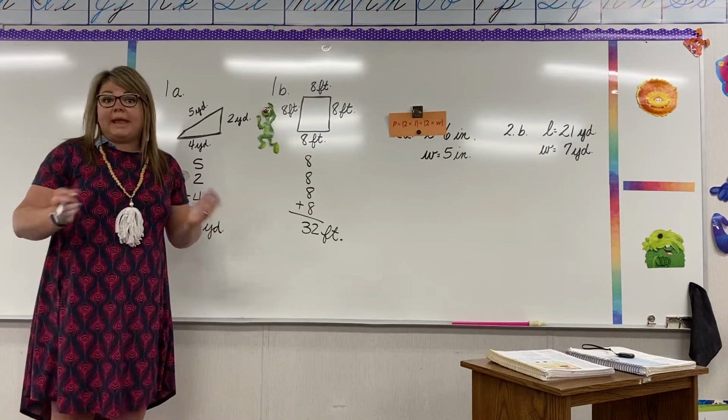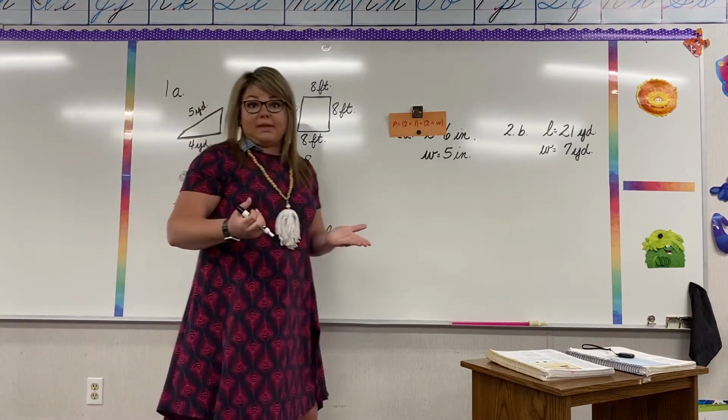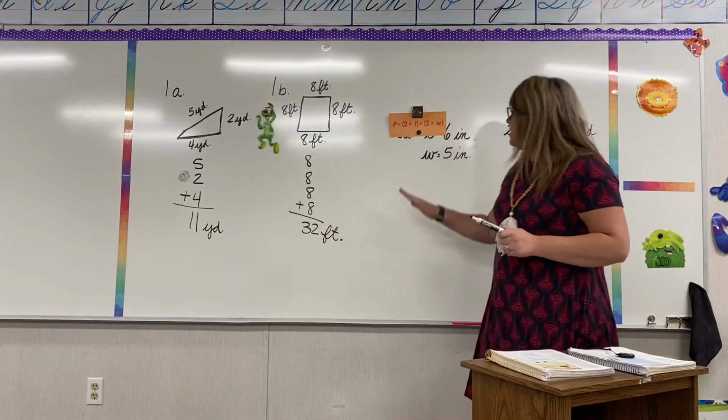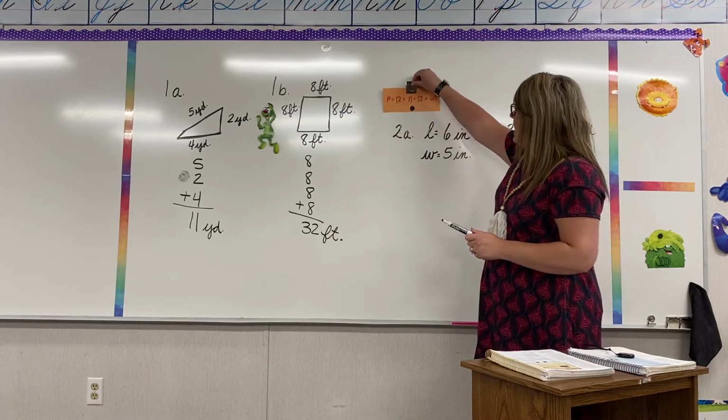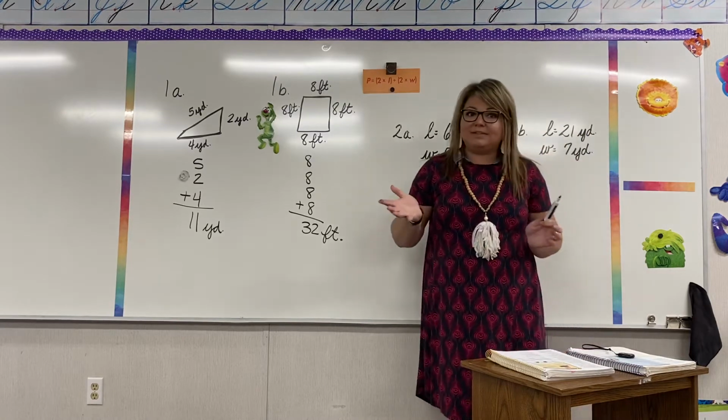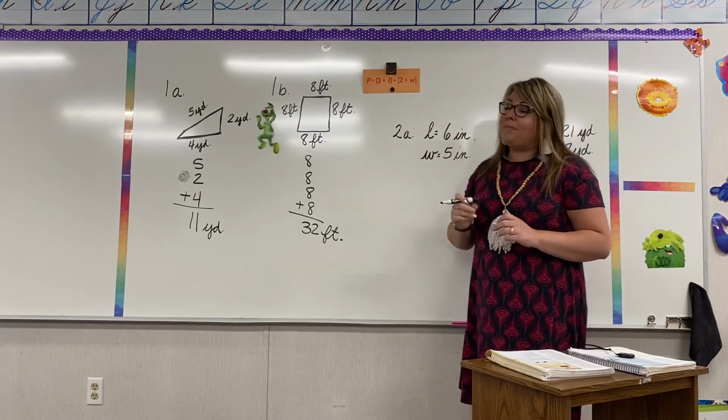Now another way is to use a formula, because not always will you have a shape. You'll just have some numbers, like right here in section 2, and my magnet fell. You guys know my board is crazy and won't hold the magnets as well.